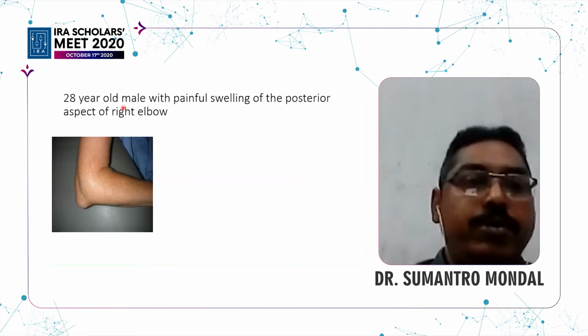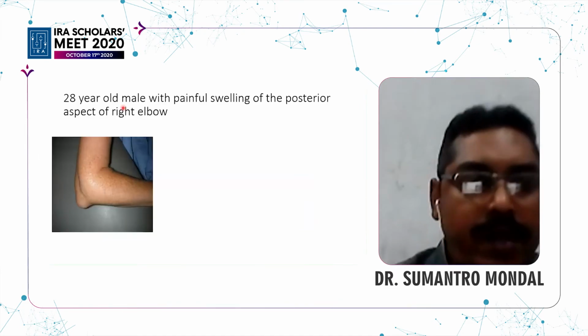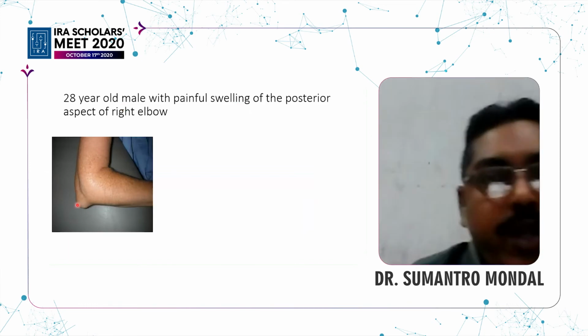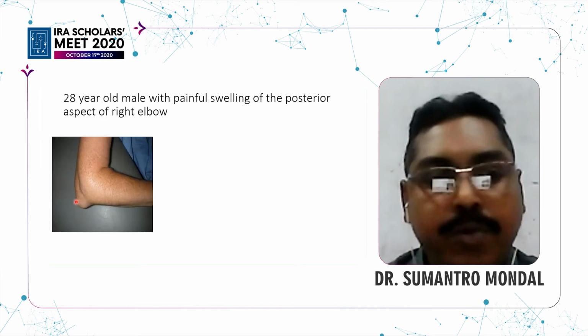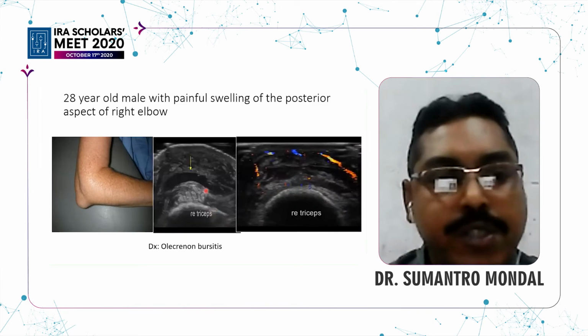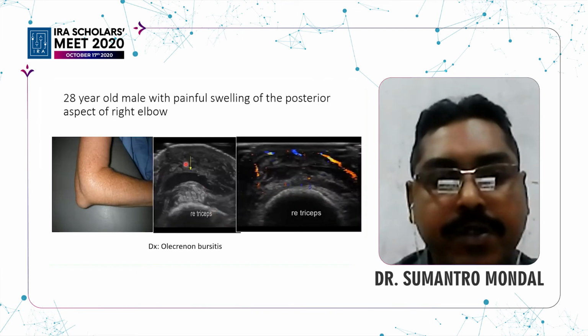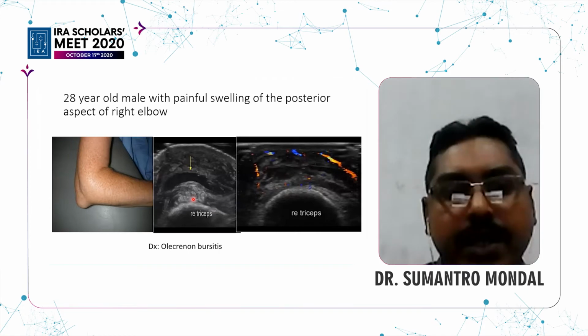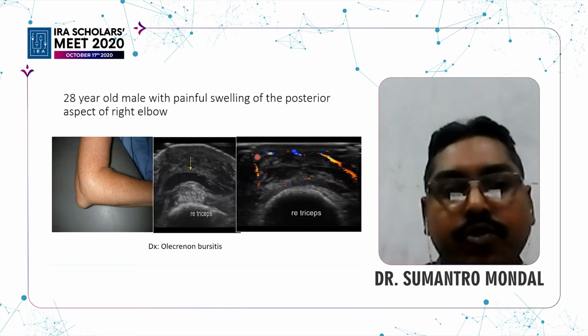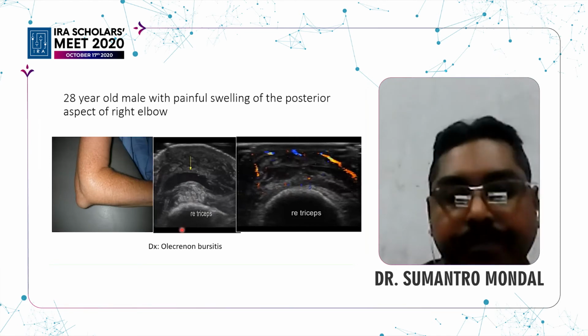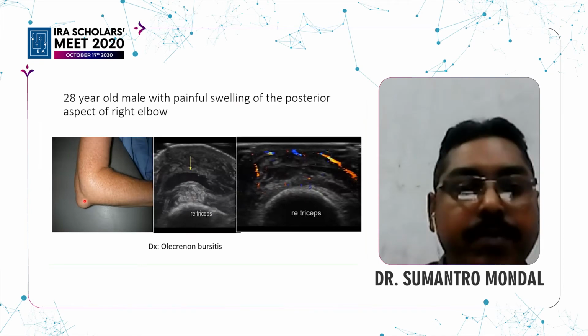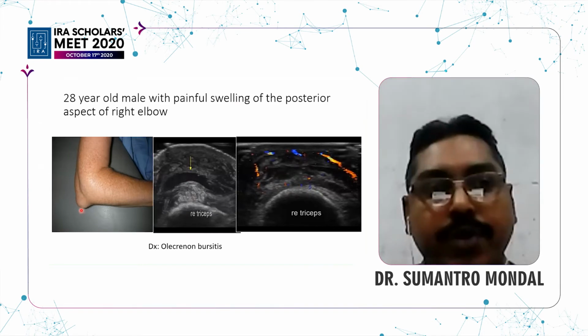Now, this young male with painful swelling of the posterior aspect of the right elbow, and when the probe was placed over this region, you can see there is presence of fluid, with some amount of soft tissue heterogeneous echogenicity surrounding the fluid. This is overlying the triceps tendon, and there is some evidence of vascularity in this region. So this is actually an inflamed olecranon bursa, or olecranon bursitis, which may present as an elbow swelling.